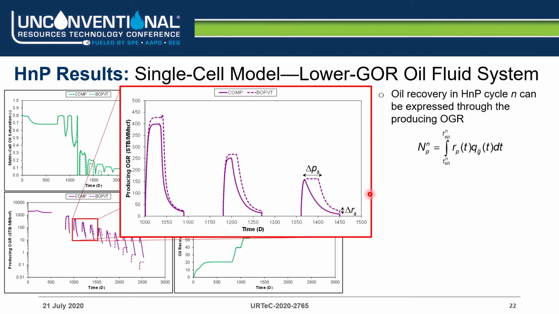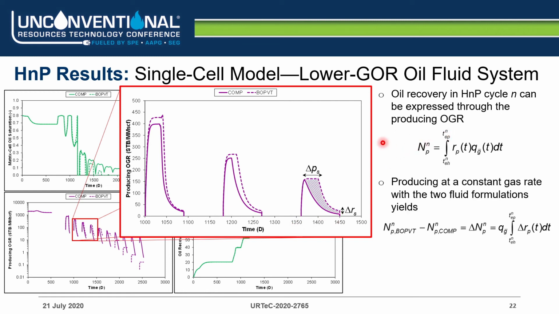And we know that the oil recovery for a gas system is often expressed as the producing OGR times the gas rate, and integrated from the end of Huff, that's essentially here, through the entire puff period. And we know that if you produce at a constant gas rate, this profile here is essentially just the oil rate profile, or the condensate profile, if you will. And the difference predicted from the black oil PVT and compositional models is directly proportional to the difference in the rs of p curve.